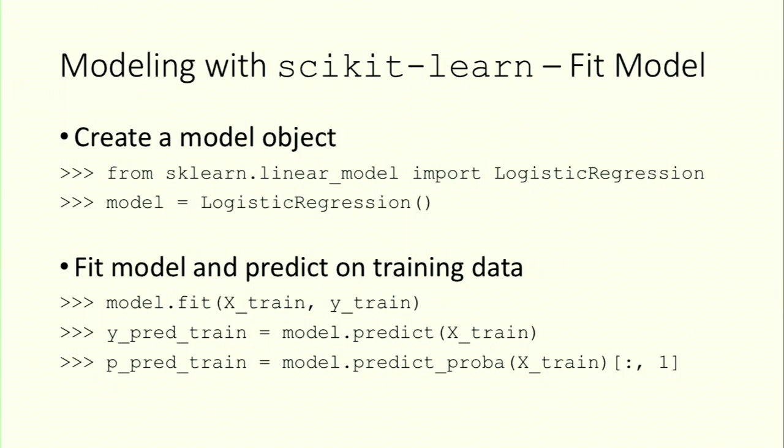Then finally, we create our model object. I'll just use the logistic regression class with the out-of-the-box settings, so no parameters needed. Fit the model on the training data, and we can form predictions. The predict function will produce a class, 0 or 1. And the predict proba will produce a probability. Actually, it produces probability of 0 and probability of 1, so we'll just grab the second column.